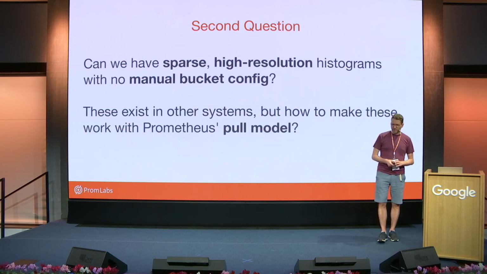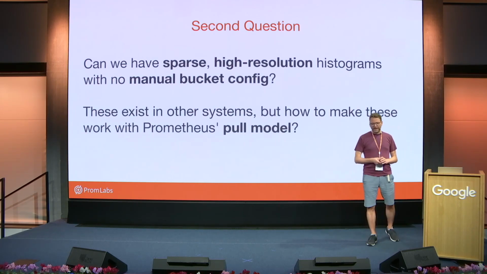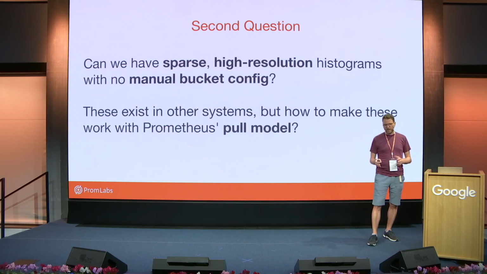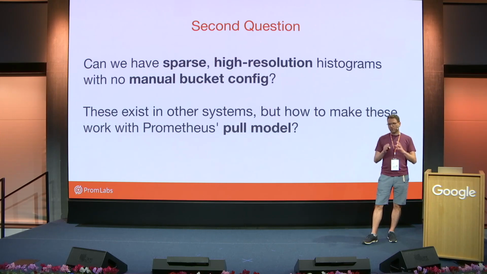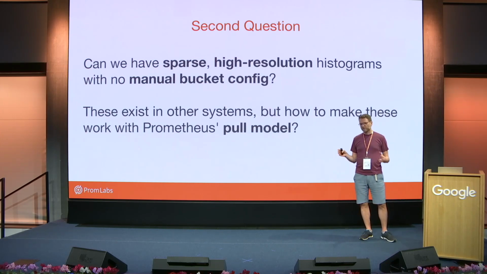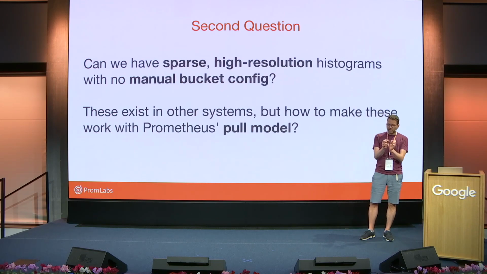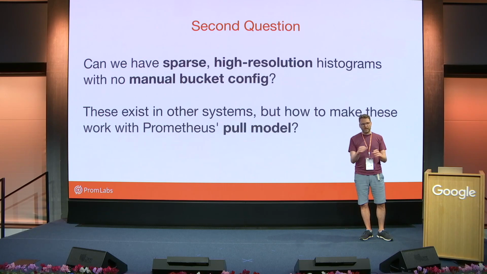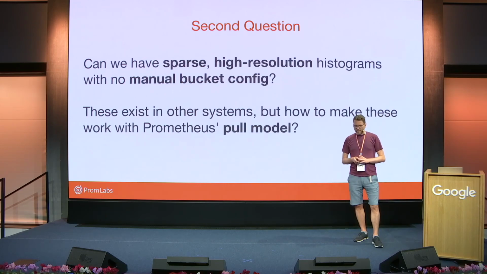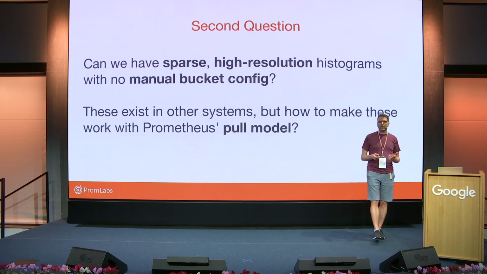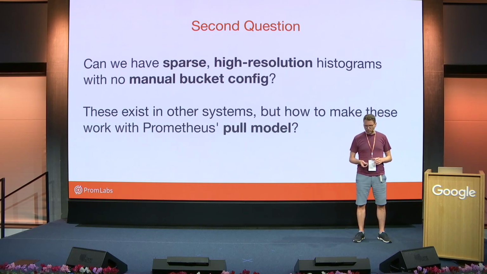So this should come first. Can we also have better histogram structures than before? Where we don't have to specify all the buckets up front, and maybe it can be sparse buckets, so you can have very fine-grained buckets, but you only need to track the buckets that you actually have requests for. And that already exists in some other systems, but it was a little bit harder to make work with Prometheus's computational data model and the pull model. But the answer is yes.